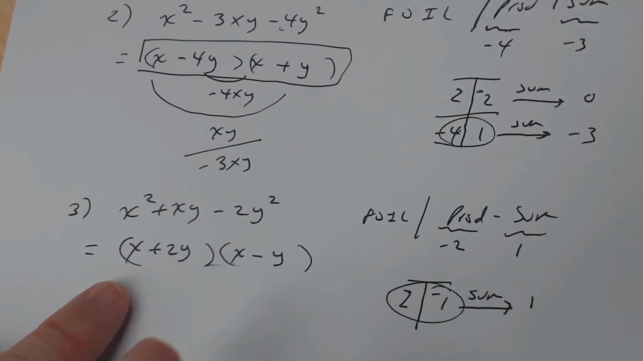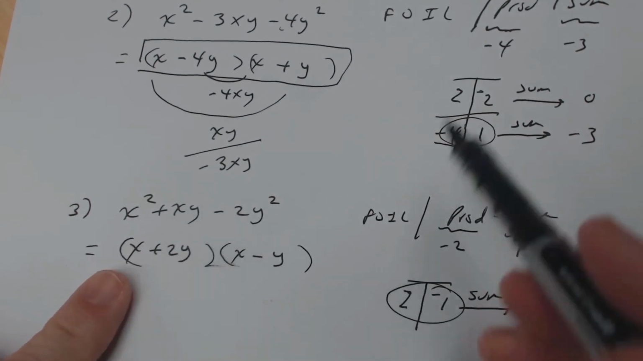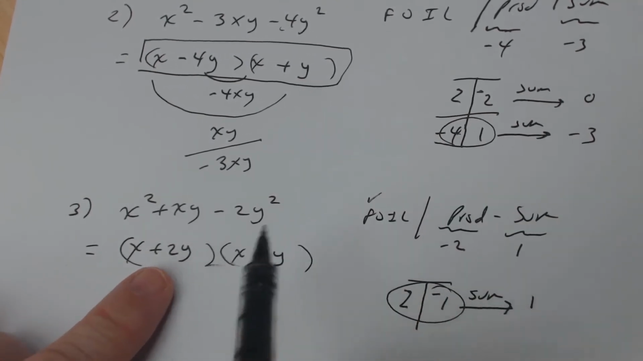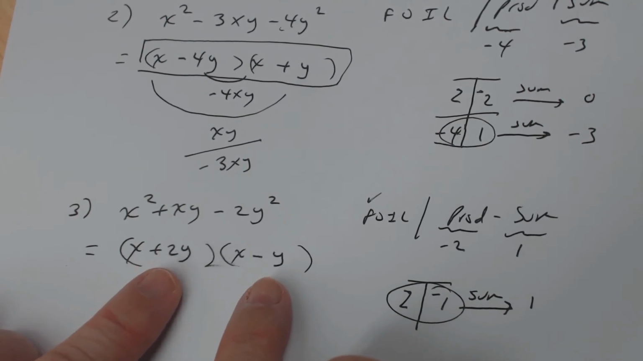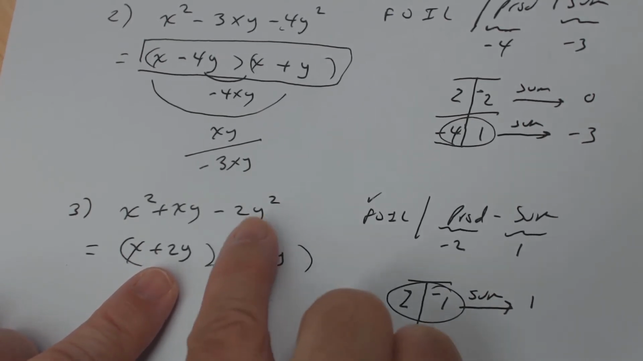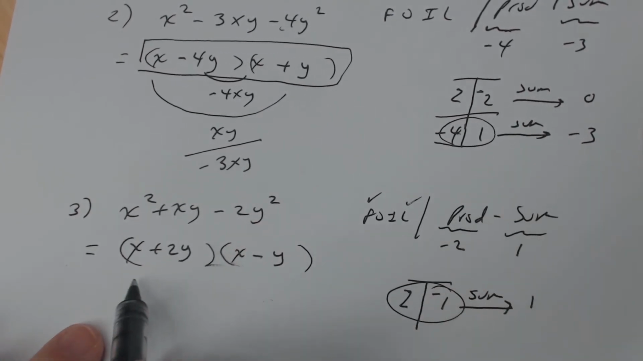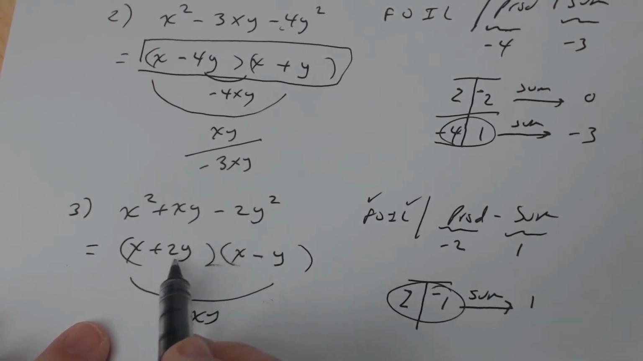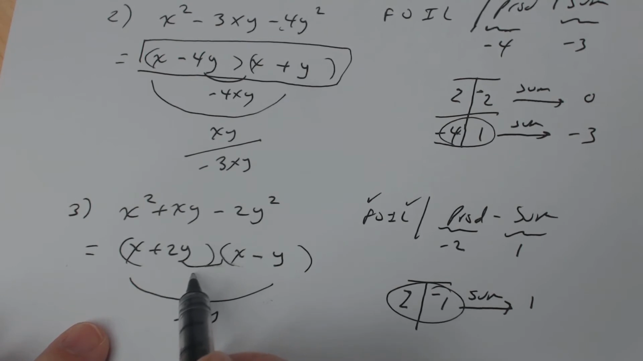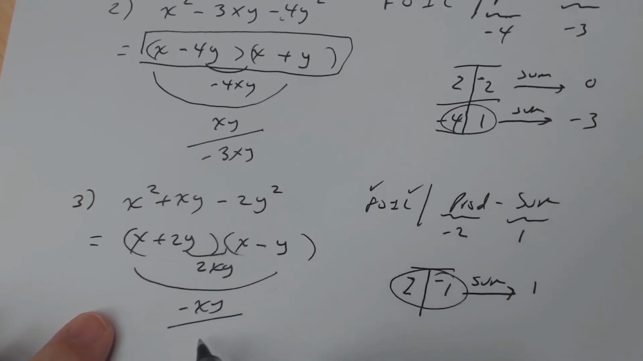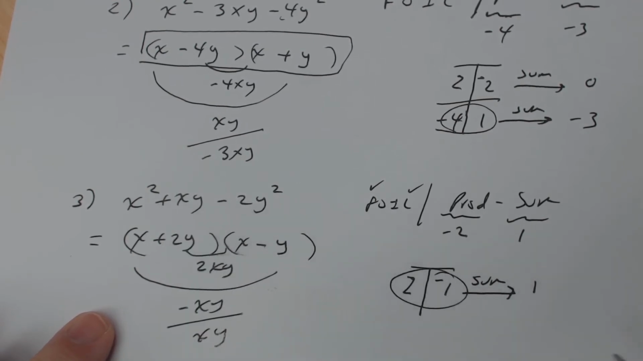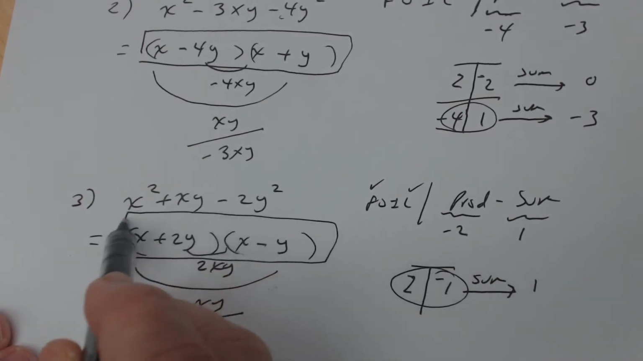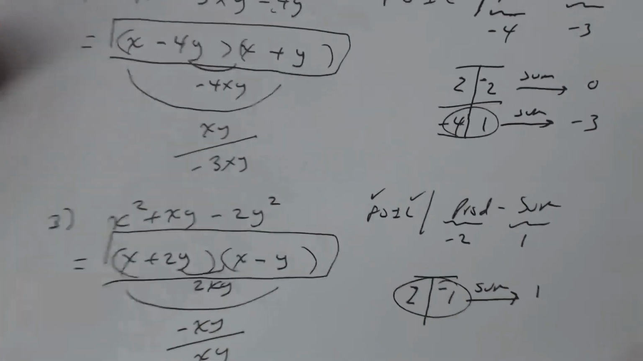Always check yourself. X times x is x squared, so that takes care of that. The last, negative 2y times a negative y is a negative 2y squared. And the outer, x times a negative y is a negative xy. The inner, 2y times x is a 2xy. And when I add them up, combine my terms, I get xy, which is what I wanted. So that's the answer for that one.